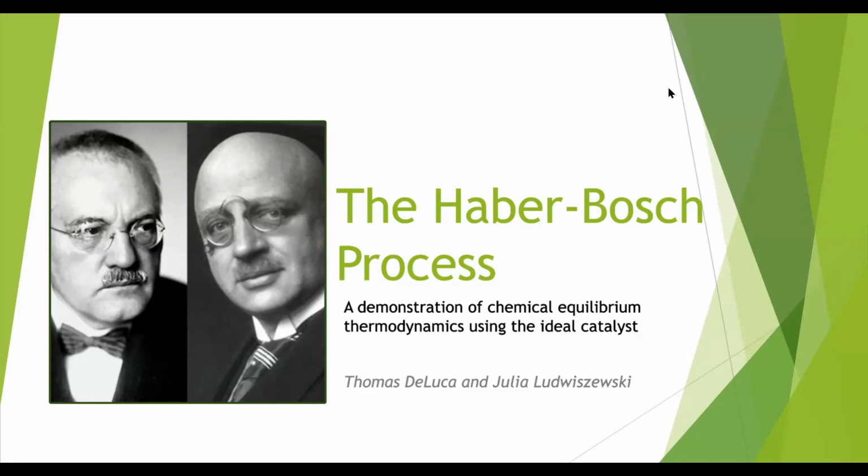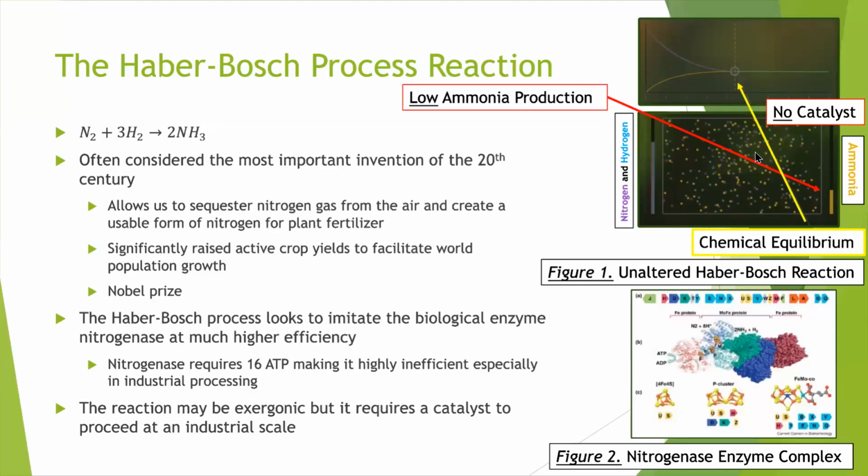In this presentation, we will explain how chemical equilibrium thermodynamics relate to the Haber-Bosch process. Haber was awarded the Nobel Prize in 1919 for the process he designed to generate ammonia from nitrogen gas in the air. With an industrial amount of ammonia, fertilizer supplies skyrocketed. As a result, food production also rose to meet the needs of a growing world population.